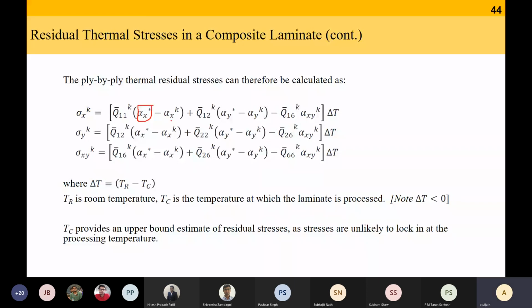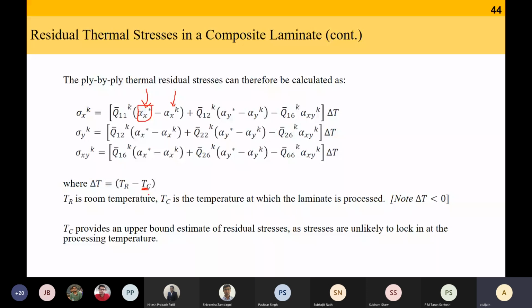the Q matrix for every layer, and then you can say Q11 into the difference between the effective alpha of the laminate and alpha of the lamina, the difference between that into Q matrix into delta T. This is your residual stresses. Delta T is TR minus TC. TR is your room temperature. TC is the temperature at which your composite was processed, the temperature inside your autoclave, for example.